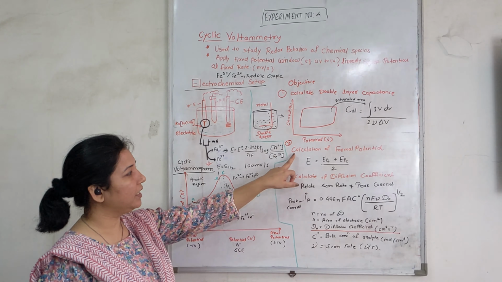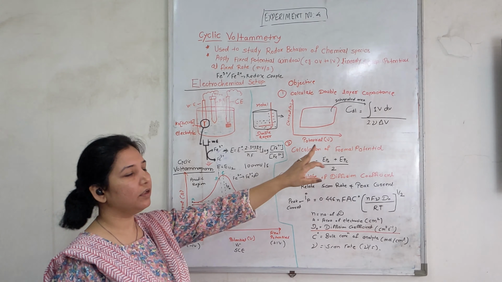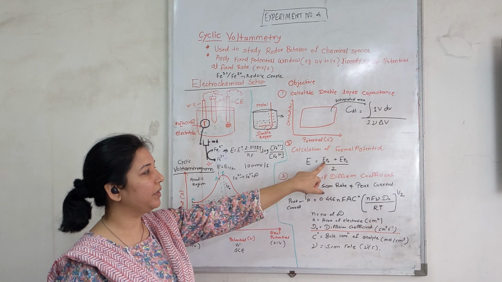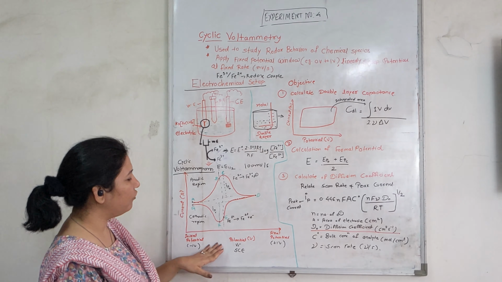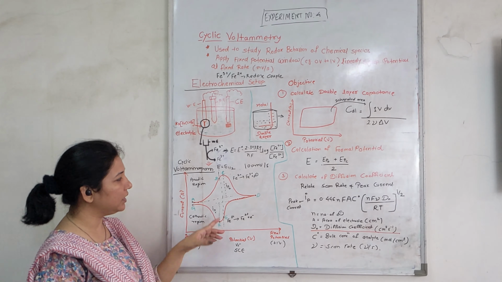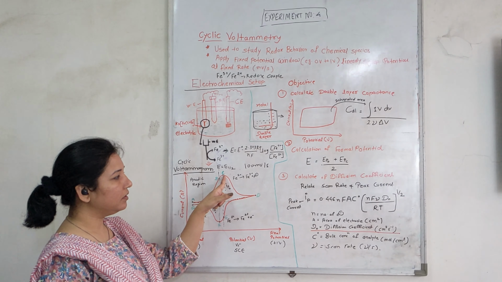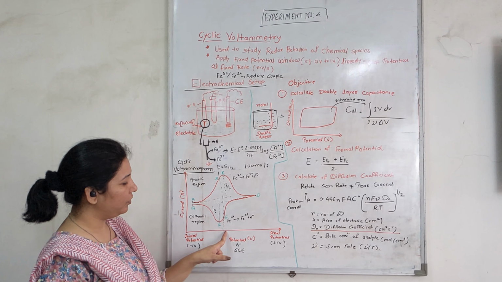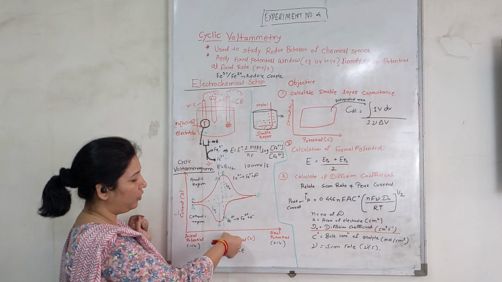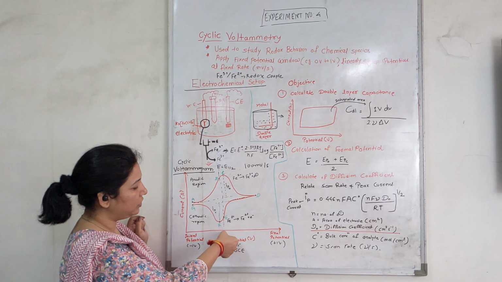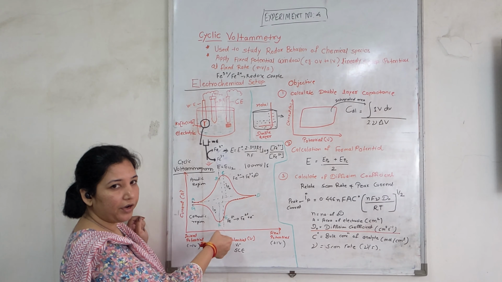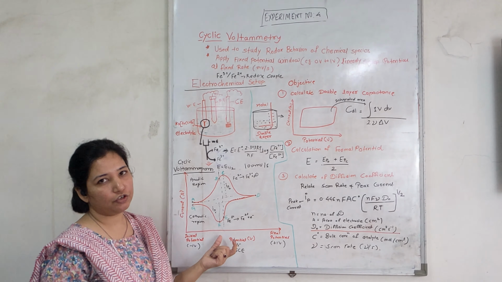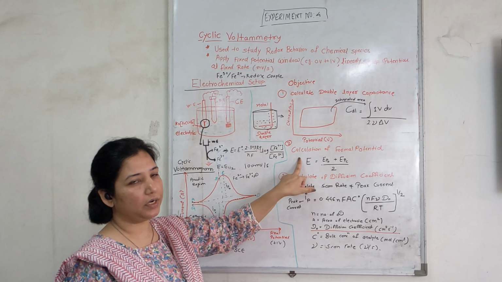The second objective is to calculate the formal potential. To calculate it, you will need the cyclic voltammogram. In the cyclic voltammogram, you can see that point C is the peak potential for the anodic region. So you have to take this potential as the peak potential for the anodic region, and for the cathodic region at point F, and take the average of these. So you will get the formal potential.